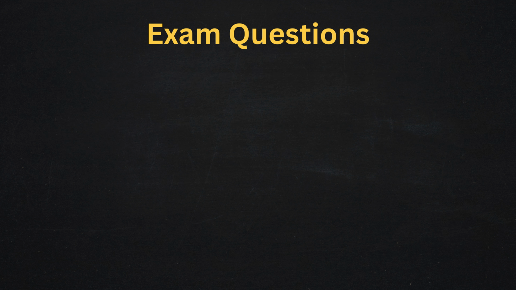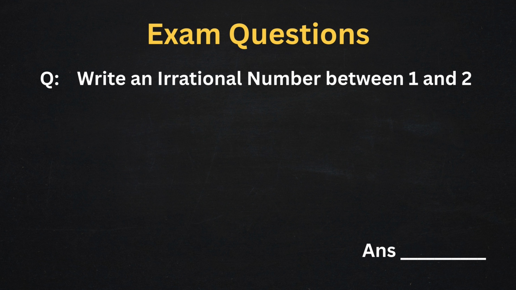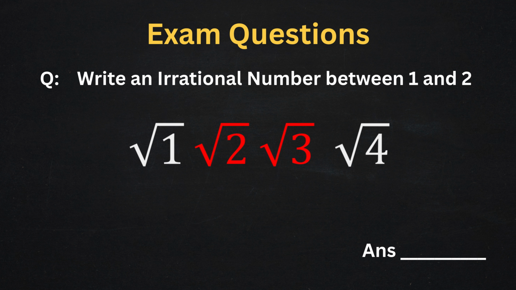Let's practice another question. Write down an irrational number between 1 and 2. We will again follow the previous method. In the first step, we will write the number in its square root form. Here, 1 can be written as under root 1 and 2 can be written as under root 4. Now I guess you can figure out the second step. Yes, you need to write all the square root numbers between under root 1 and under root 4. We get under root 2 and under root 3. You can choose any of the irrational numbers and write it in the answer block.